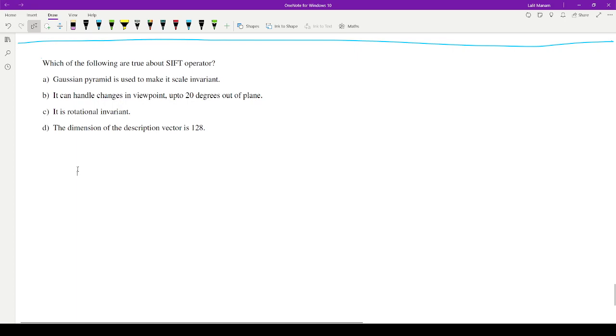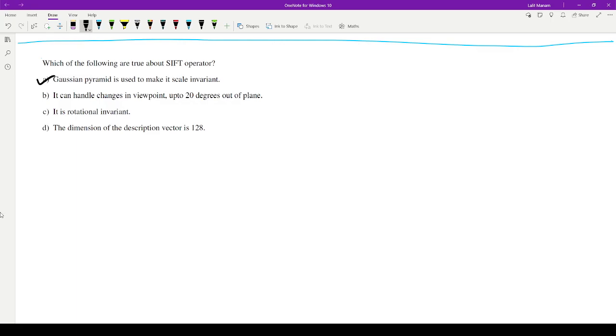Which of the following is true about shift operators? Gaussian pyramid is used to make it scale invariant. Is it right or wrong? Yes, sir, we just discussed it now. It can handle changes in viewpoint up to 20 degrees out of plane.